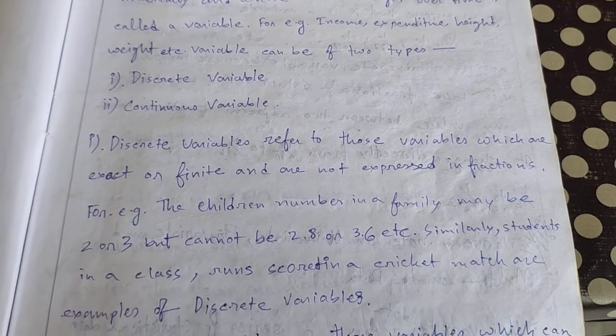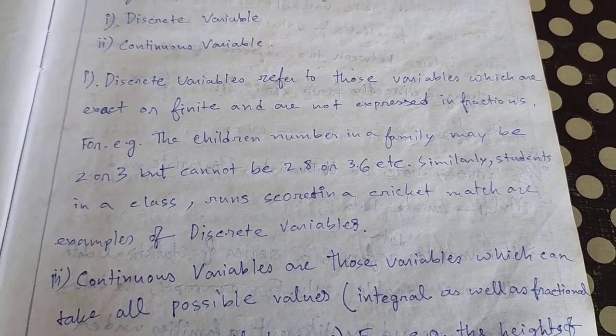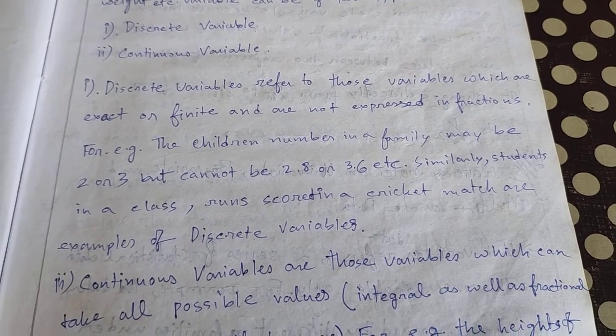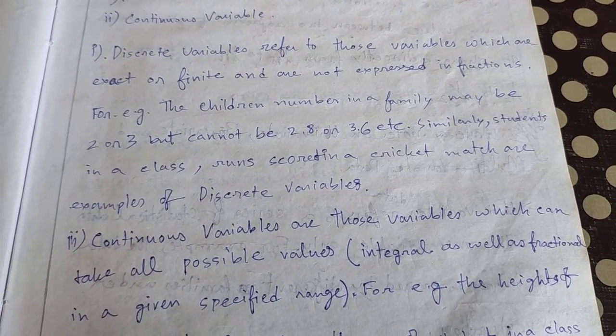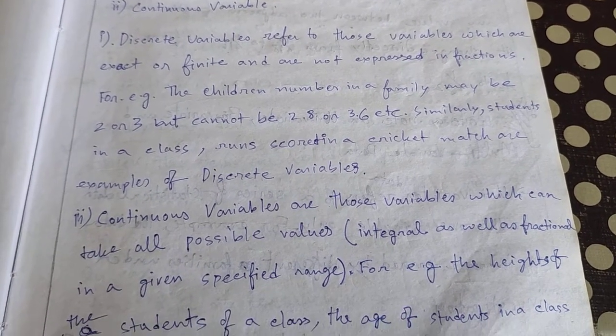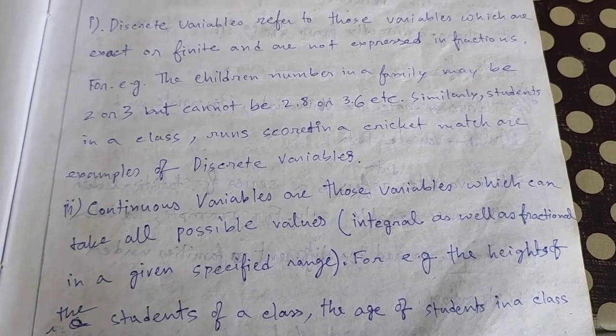এখন দেখে নাও এটার definition. Discrete variables কি, a discrete variable refers to those variables which are exact or finite and are not expressed in fractions. For example, the number of children of a family may be 2 or 3 but cannot be 2.8 or 3.6, etc. Similarly, students in a class and runs scored in a cricket match are examples of discrete variables.